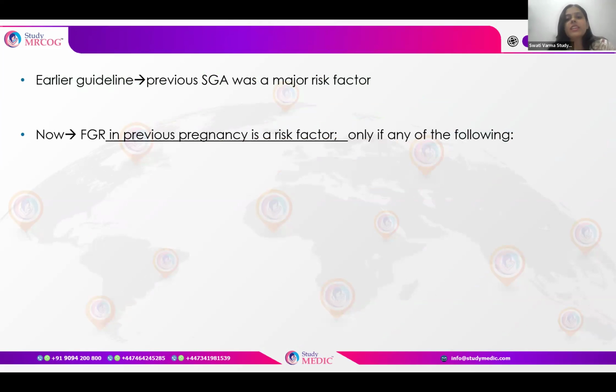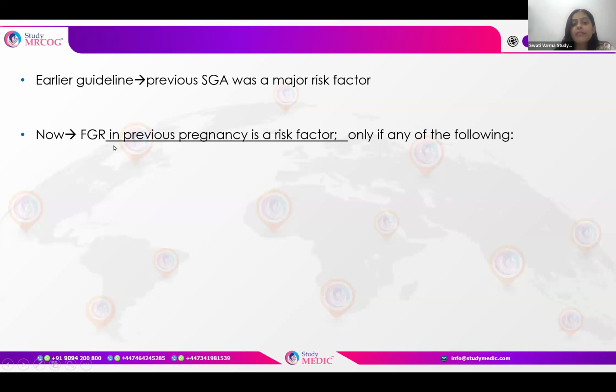Now, focusing on a few changes again. In the earlier guideline, previous SGA, any SGA, was a major risk factor. So earlier they had stratified into minor and major risk factors, but now minor and major is gone. Now it becomes low risk, moderate risk, and high risk.